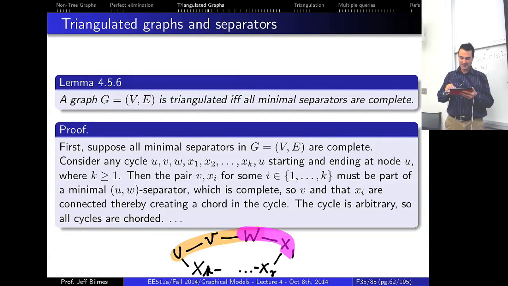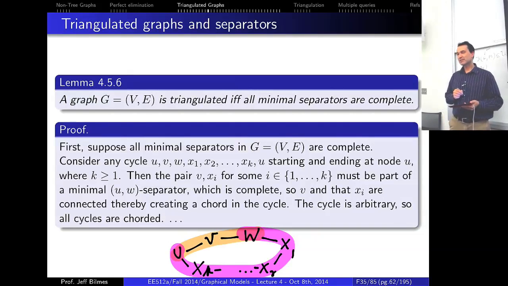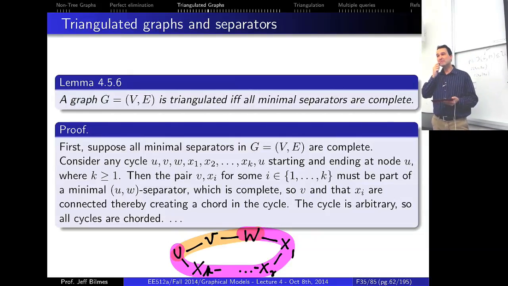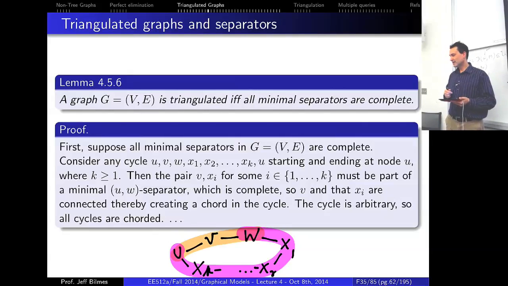So here's another path from U to W, right? So basically, there must be some pair. V is part of a minimal separator, and there must be some other X somewhere along this line, which is part of a minimal separator, right? Let's just say it's some X.